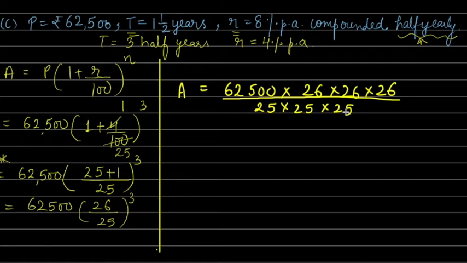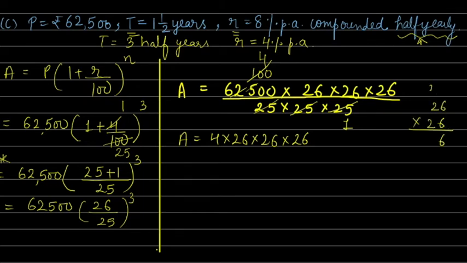Now 25 square is 625. It means I can cancel these two 25s with 625 and I am left with 100, and 25 ones are 2400. So you are left with amount equals 4 into 26 into 26 into 26. So let's solve it. How much will it be if I multiply 26 by 26? 6 6s are 36, 2 carry, 2 6s are 12 plus 3, 15. Now 2 2s are 4 and 1 if you add, this gives you 676.